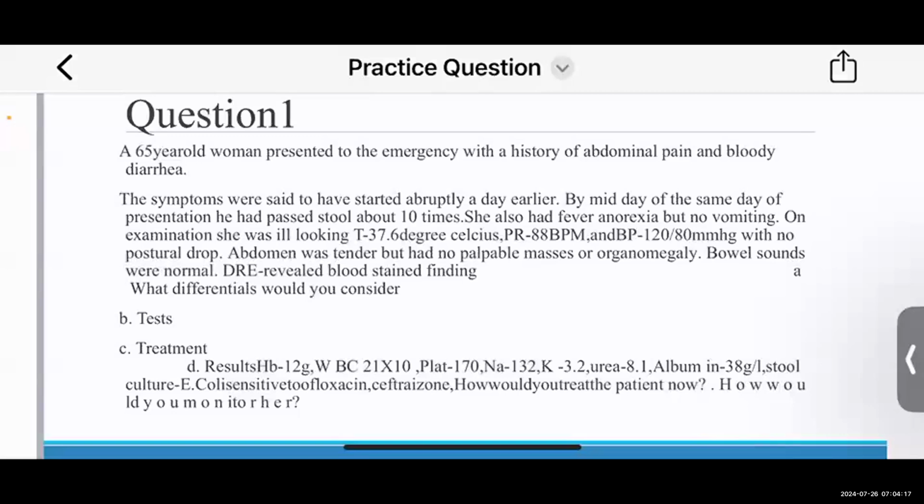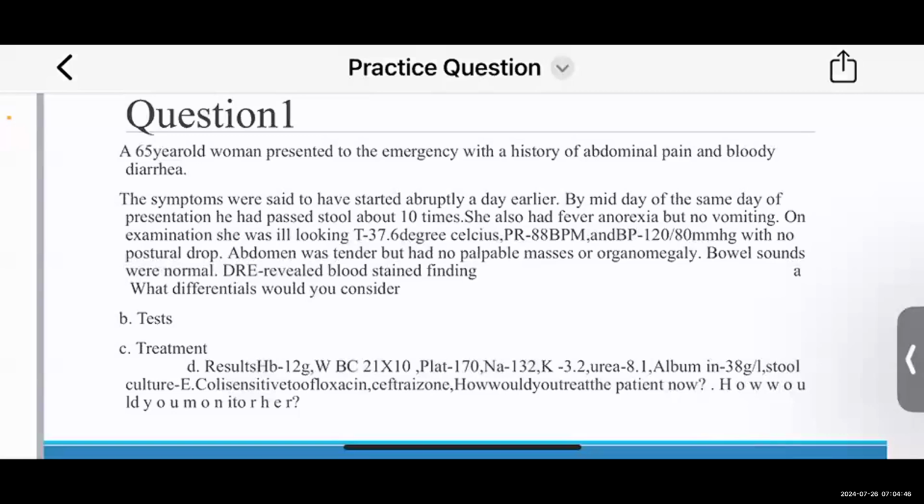On examination, she was ill looking with a temperature of 37.6 degrees Celsius, pulse rate of 88 beats per minute, and blood pressure of 120/80, with no postural drop in blood pressure. Abdomen was tender, but had no palpable masses or organomegaly. Bowel sounds were normal. The digital rectal examination revealed blood-stained findings.